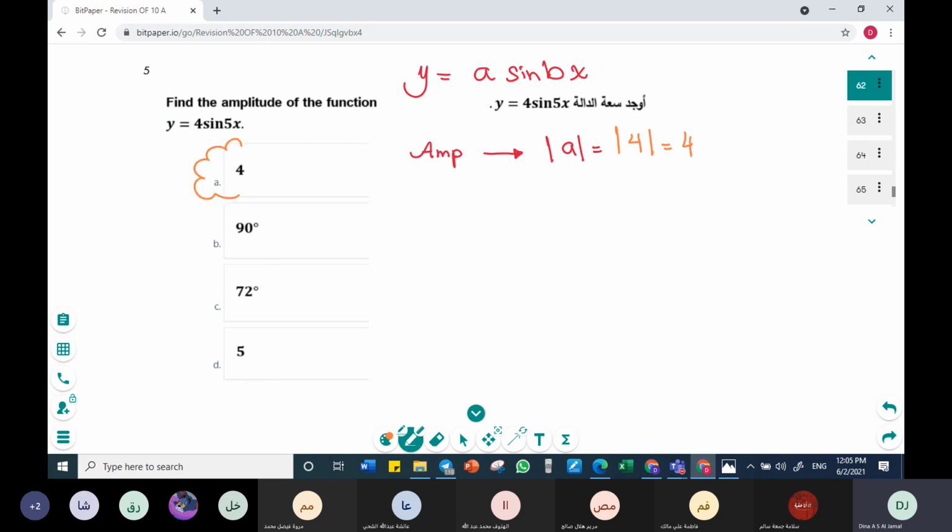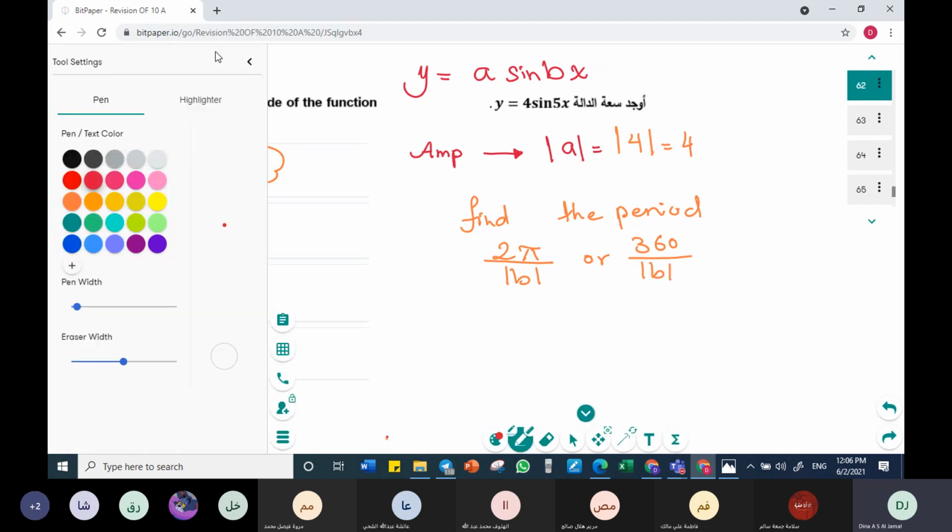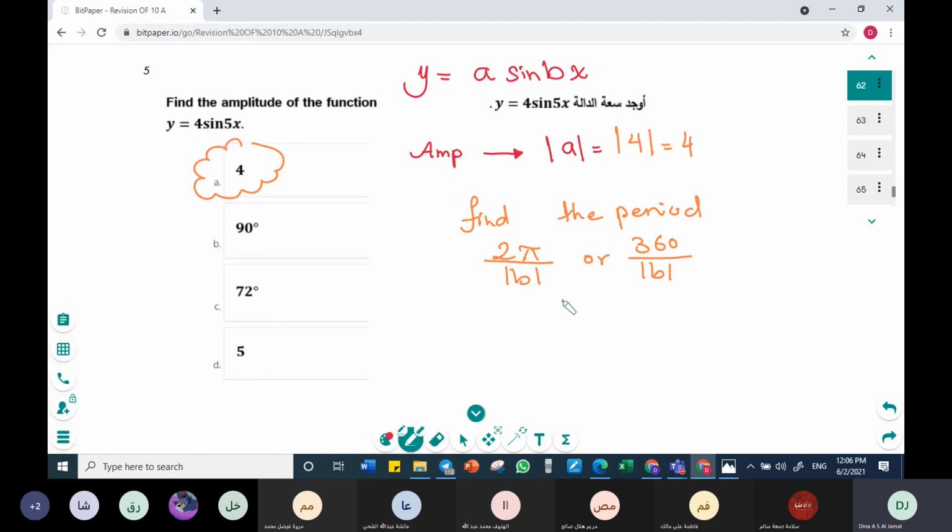So, what if I told you to find the period? 2 pi over absolute value of B, or 360 degrees over absolute value of B. Mostly the 2 pi will be used whenever you are given a pi in the question or whenever you are given frequency problems. Okay, ladies? So let's have a look.